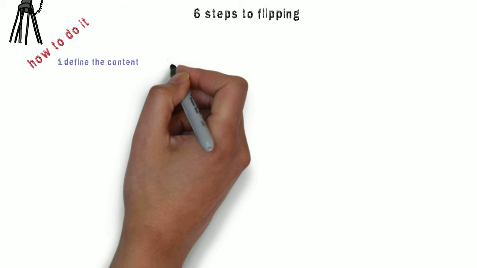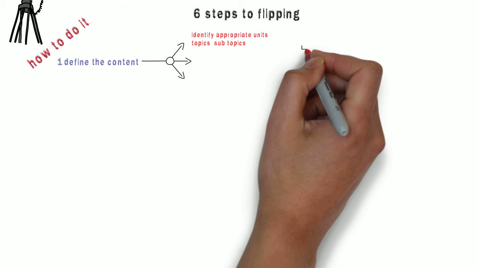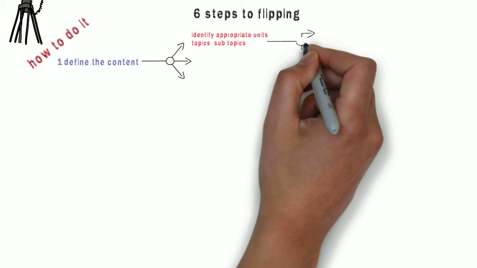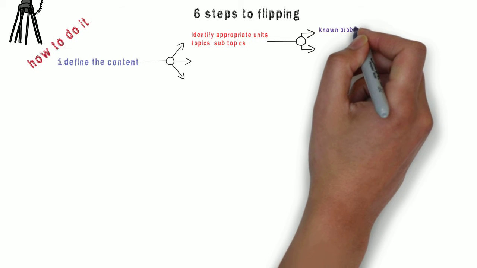Step 1. Define the content. If you are planning on flipping the entire module, the first step is to slice the module into appropriate units, topics, or whatever is appropriate for your discipline. There are a couple of things to think about, however, when doing this.